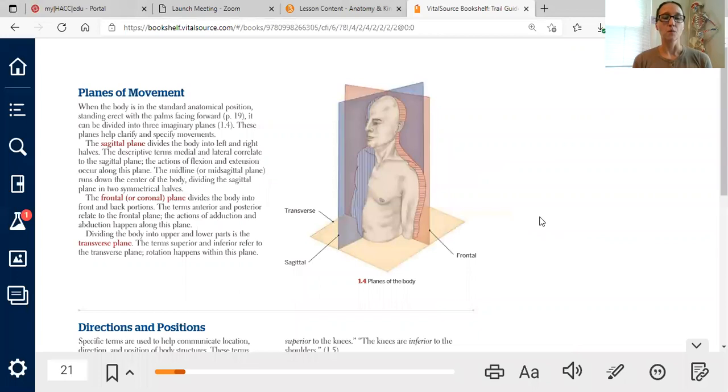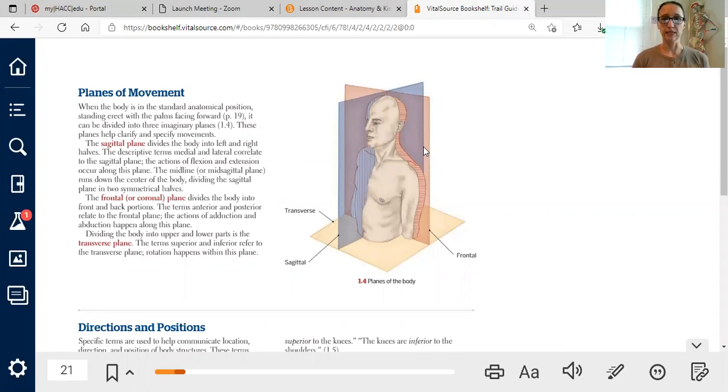There we are. Planes of movement. So this is all that your book has. It's just this little diagram. I also have a Penguin Prof video on planes and directions, and I have a Visible Body ebook on planes and directions. So there's plenty more to view. All right, so let's start with the three planes within your body. We have the sagittal plane, the frontal or coronal plane, and the transverse plane.